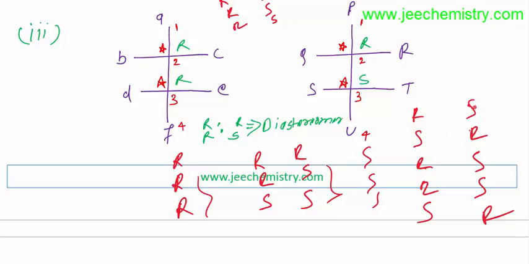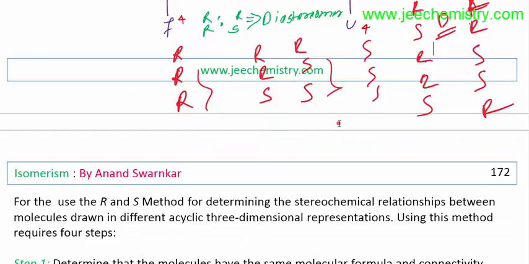enantiomer. But if any one is different, say the first R and R are different, but this R, this R is the same, in this case, this will be diastereomer. So if any one is different, then that will be diastereomer.